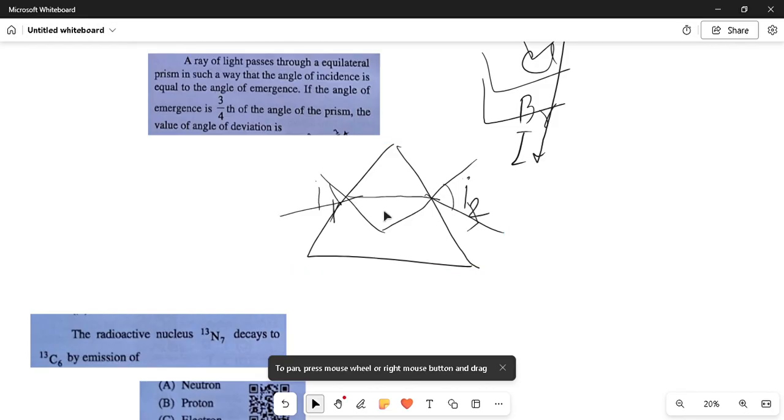And this is the deflection, the angle of deviation. If the angle of incidence is equal to the angle of emergence, so I1 is equal to I2.